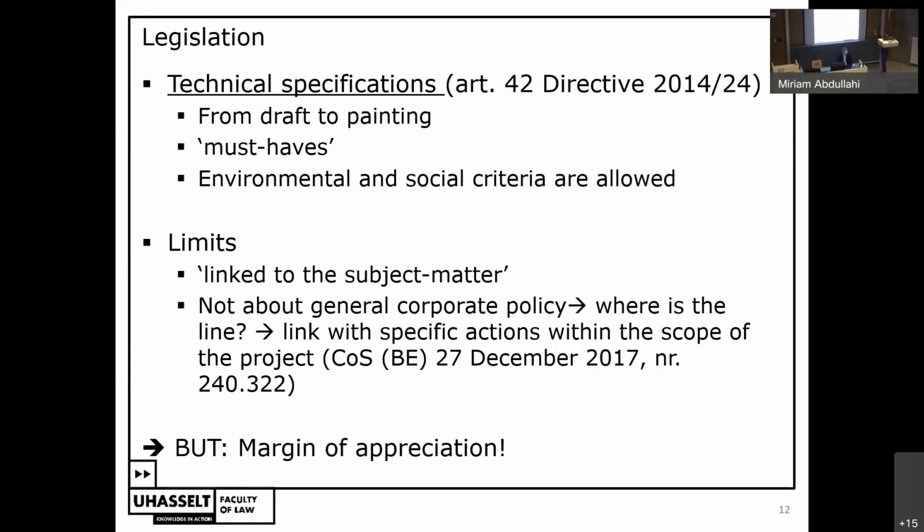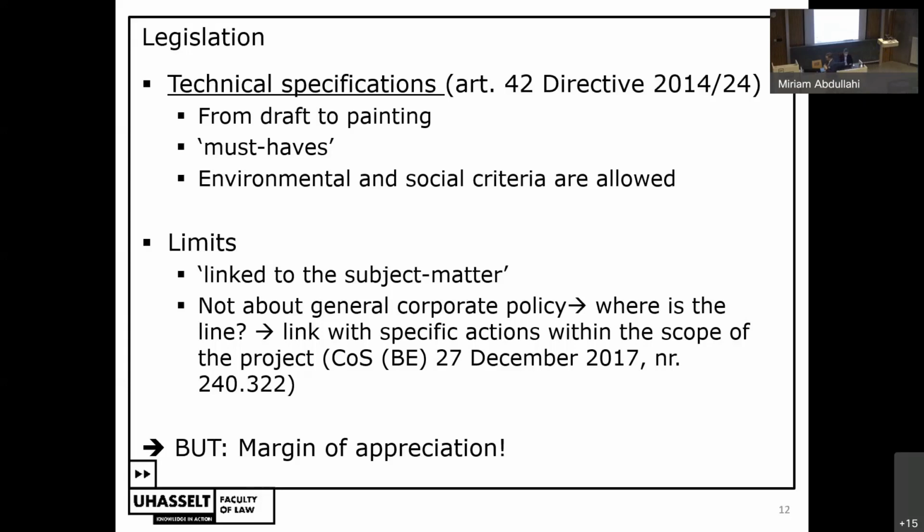Now, the legislation mentions that environmental and social criteria are allowed, so everything is fine there. However, there are limits. One of the limits is that it should be linked to the subject matter, of course, and it cannot be about the general corporate policy of the economic operators. Now, that's very vague. When is something linked to the project and when is it about the general corporate policy? That's not really clear. Where is the line? Well, our Council of State here in Belgium said that there should be a link with specific actions within the scope of the project. If that is the case, then you're fine. Then it's okay.